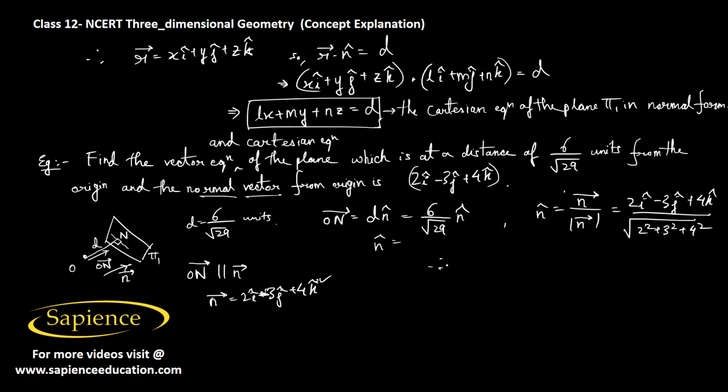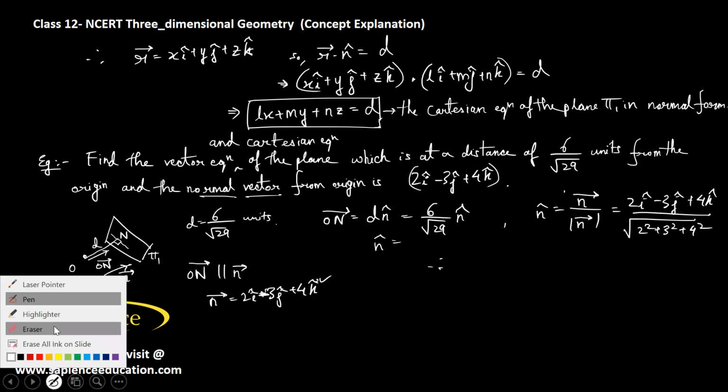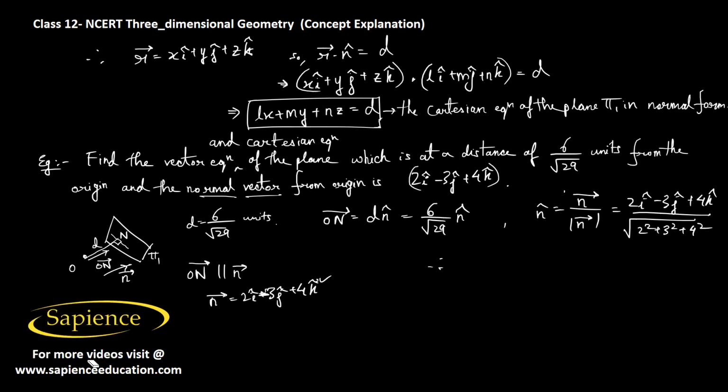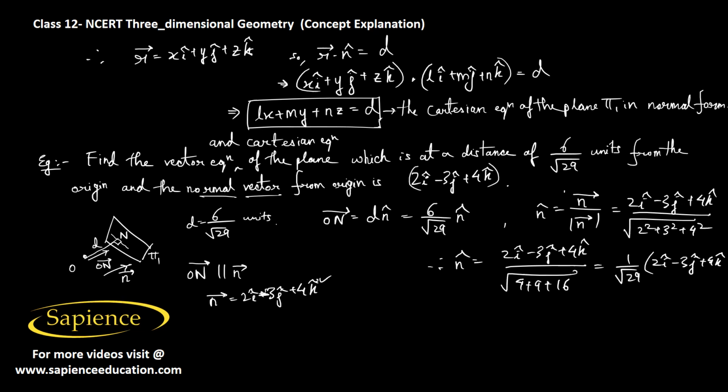So therefore n cap will be equal to 2i cap minus 3j cap plus 4k cap divided by 4 plus 9 plus 16. So that is root 29. So it is 1 by root 29 into 2i cap minus 3j cap plus 4k cap. So this is n cap.